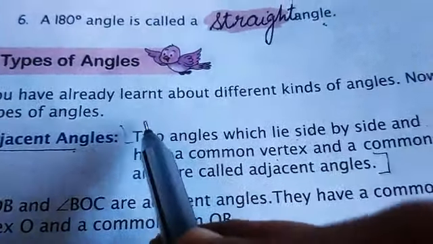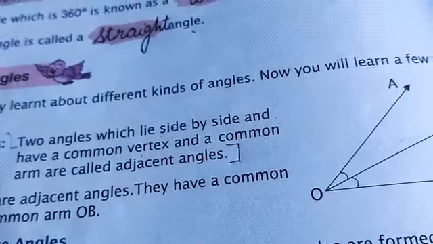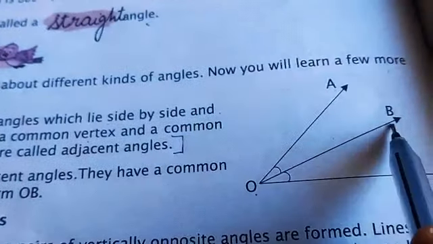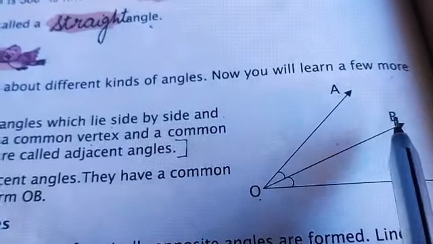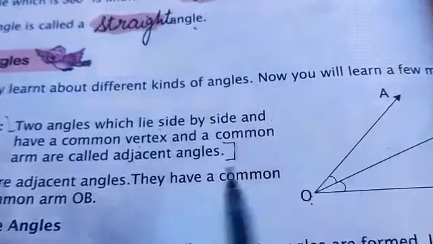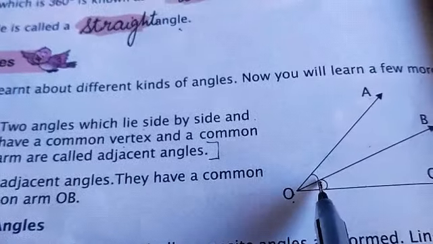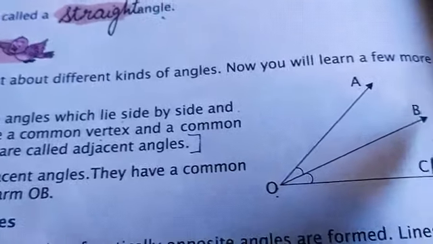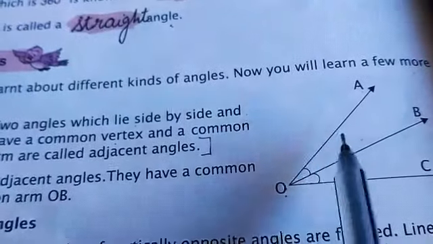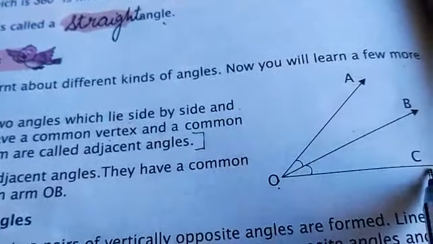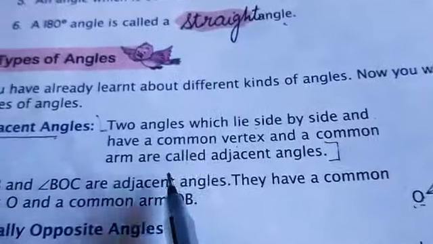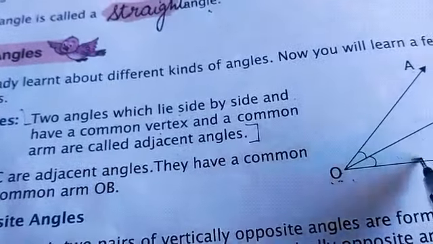So this is the figure of adjacent angles. These are two angles. Angle AOB is the first angle. The second angle is BOC. It has a common vertex, and we all know that is the common vertex. Both have a common vertex and a common arm. This arm is common between angle AOB and BOC. So this is a common arm. Then this type of angles are called adjacent angles.